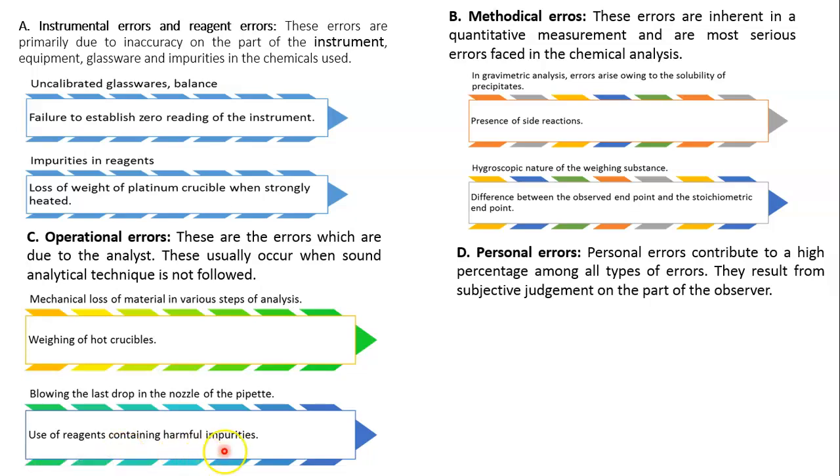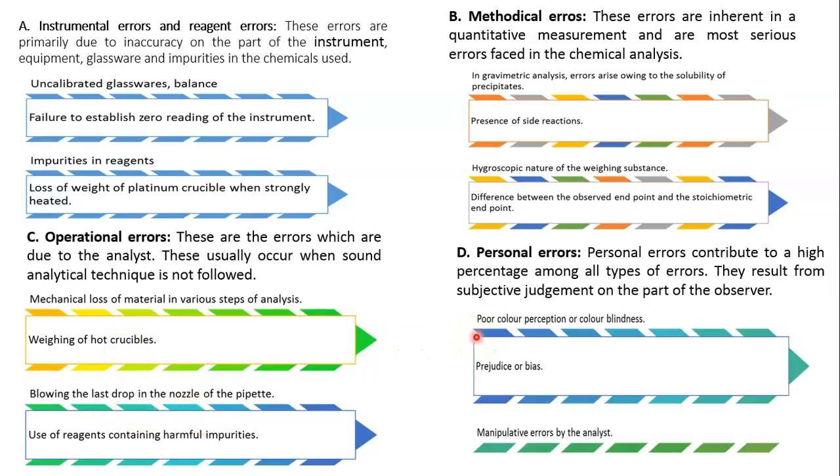Use of reagents containing harmful impurities. This is in spite of you knowing that the chemical that you are using is not highly pure, you still continue to use it. Then it can lead to an error. All these errors can be minimized by training a person. So if you're trained properly, the chances of you committing any of these mistakes are very few.